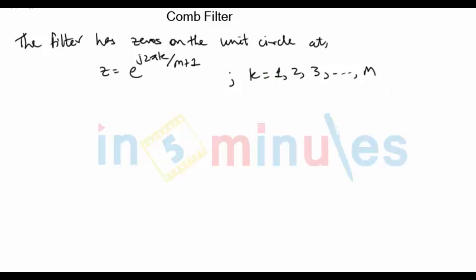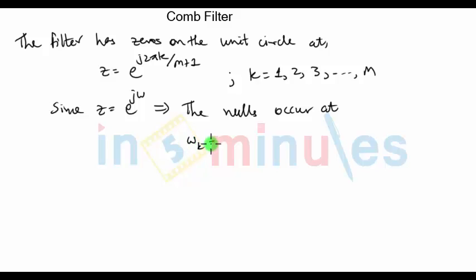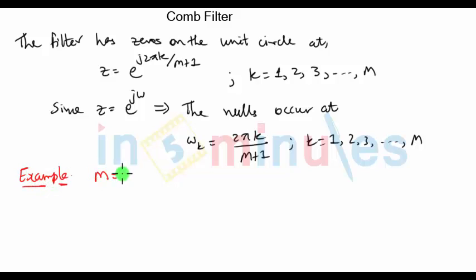So if I consider the relationship between z and omega, that z is equal to e raised to j omega, the nulls, I can write that, occur at omega k equal to, so you can see I'm simply going to compare this omega with these values which are 2 pi k upon m plus 1, and this k will be 1, 2, 3 dot dot dot up to m. Let us see one example now. In this example, if I consider m equal to 4, in that case omega k will be equal to 2 pi k upon 4 plus 1 will be 5, and k will take 4 values, 1, 2, 3 and 4.